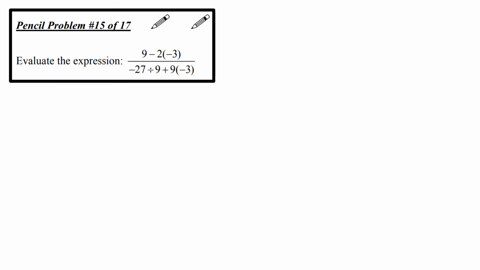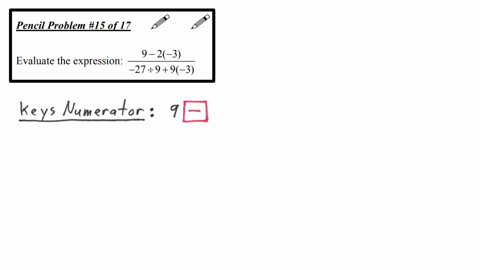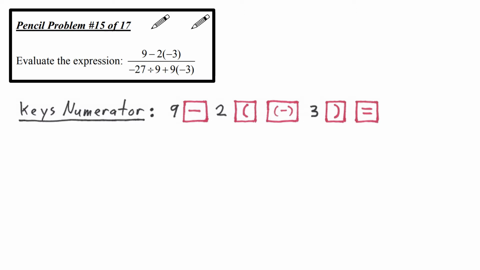Evaluate the expression. We're going to break this up into 2 steps. First, we'll look at the keystrokes for the top. Type the 9, subtract 2, open parentheses, negative 3, close parentheses, and hit equals. That gives us 15, so we write it up top.